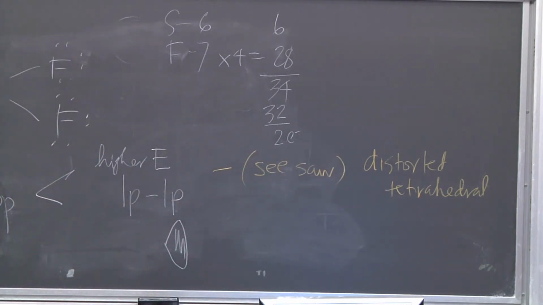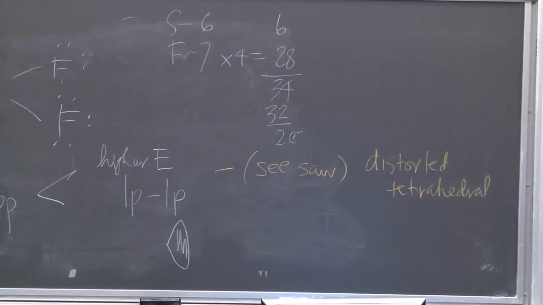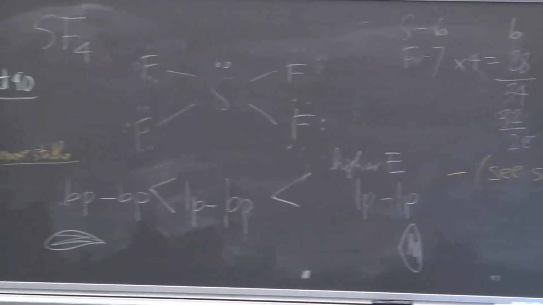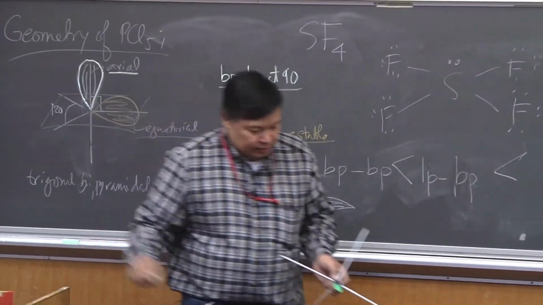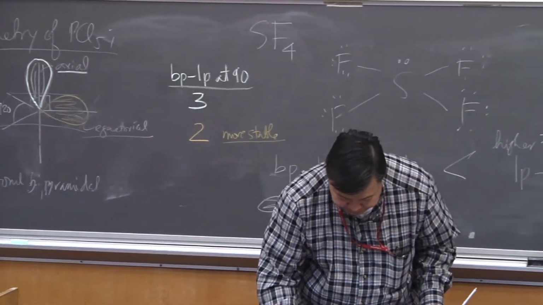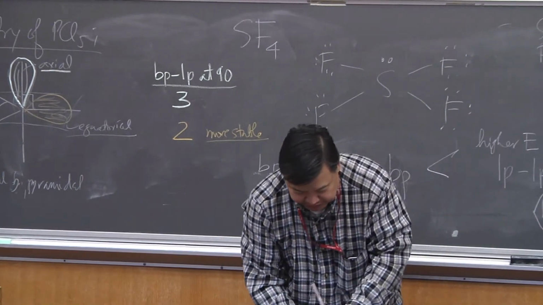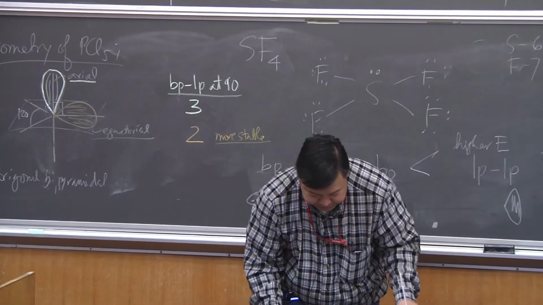So that's the structure when you have 5 electron groups and 1 lone pair. Okay? I'm going to do one more and you'll get the idea. How about if there are 2 lone pairs?